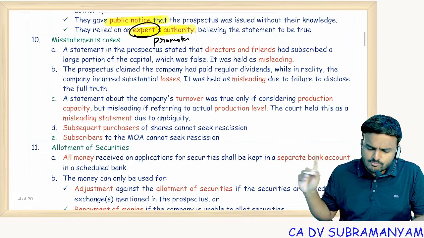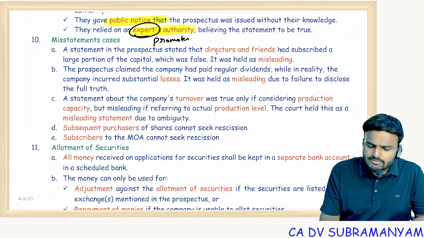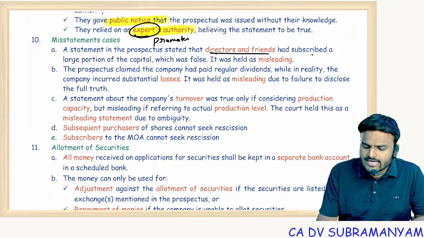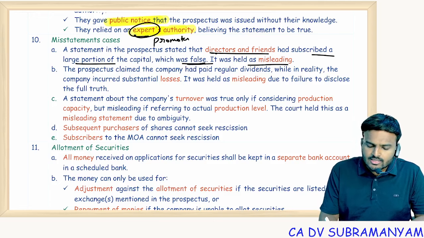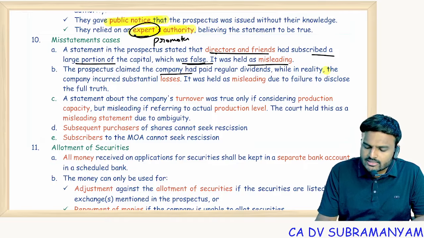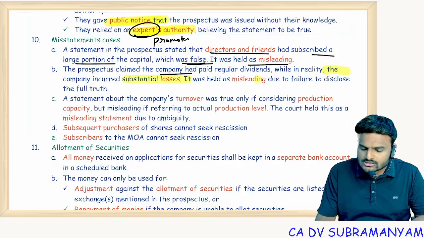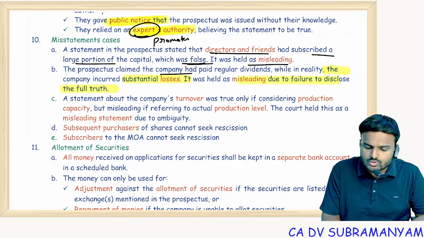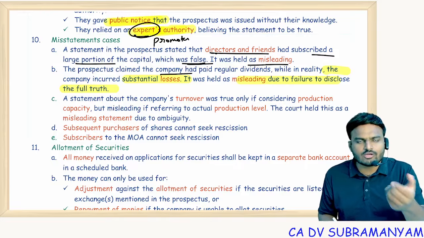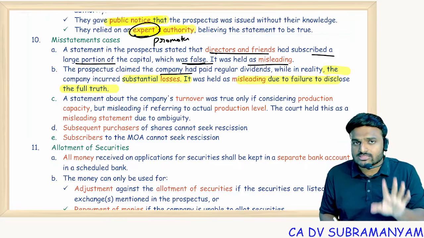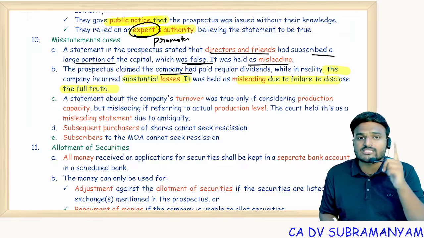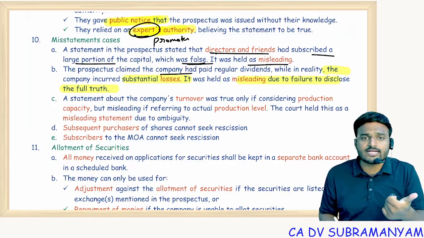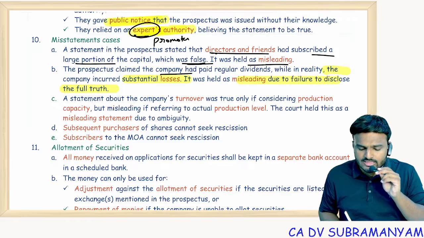But look at this point, misstatement examples. A statement in the prospectus stated directors and friends had subscribed a large portion of capital, which was false. It was misleading. The prospectus claimed the company had regularly paid dividends, when in reality the company incurred substantial loss. It was held misleading due to failure to disclose the full truth. Half truth is always dangerous. It is also a misstatement. Misstatement means false facts or misleading in nature. Either false facts or misleading in nature, both are misstatements.